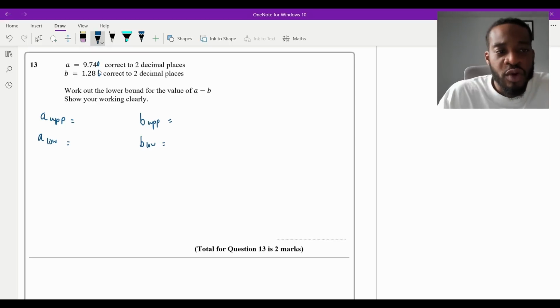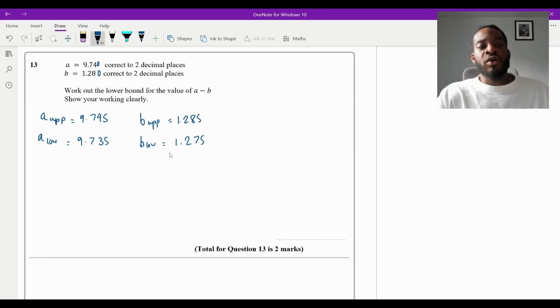So 9.740, if I add 5 to that, that would be 9.745. If I take 5, it will be 9.735, wouldn't it? And do the same for this one, 1.280, add 5 to get 1.285, and then take 5, it's going to be 1.275. So now I've got the bounds for both A and B.